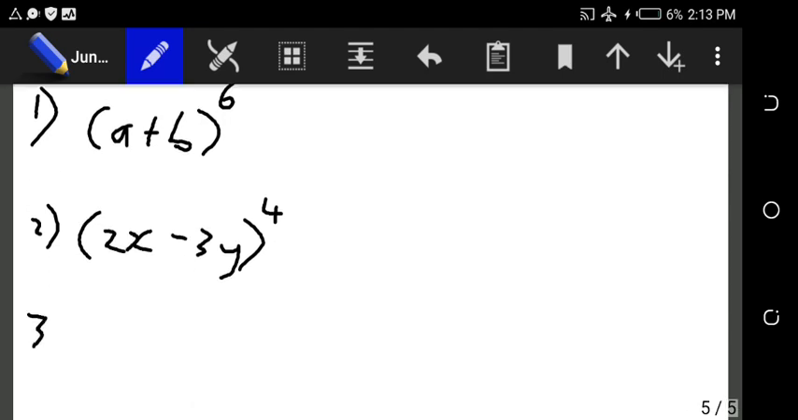And the last one, also try this out. Try to expand 2a minus y raised to the power 5. All this should be done using the method of combination.